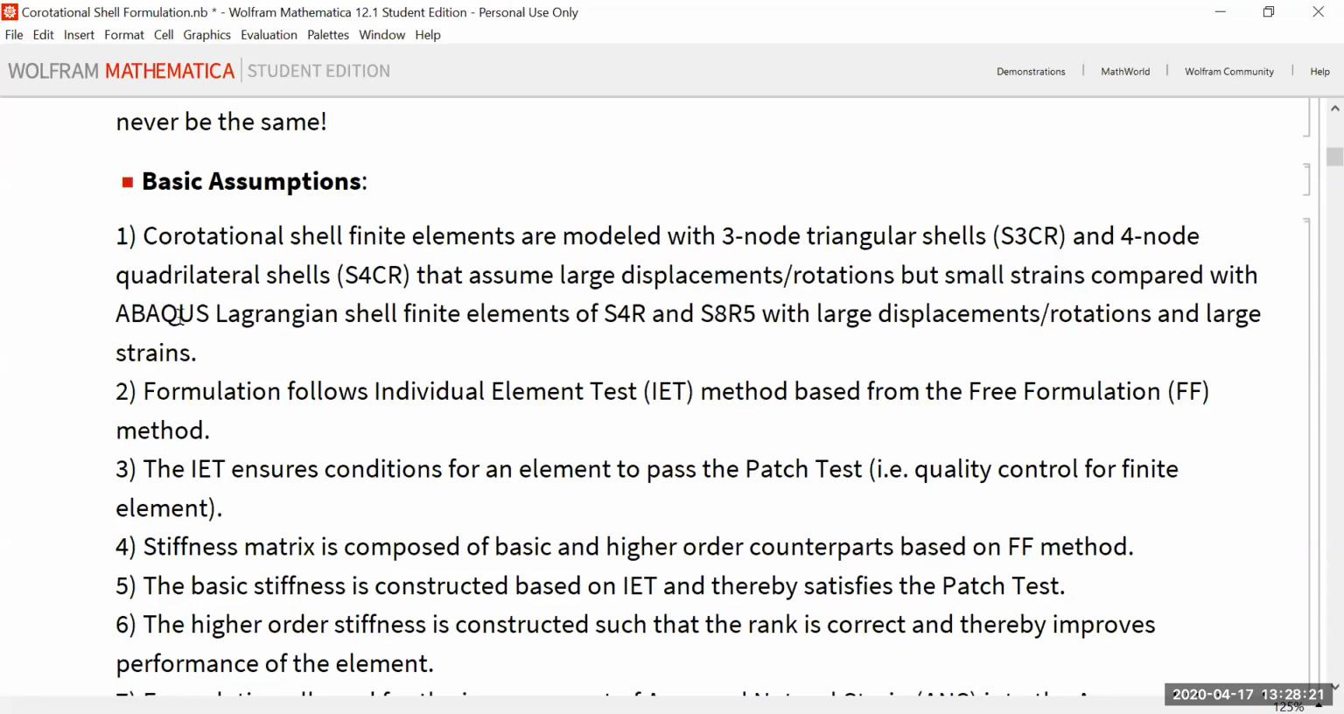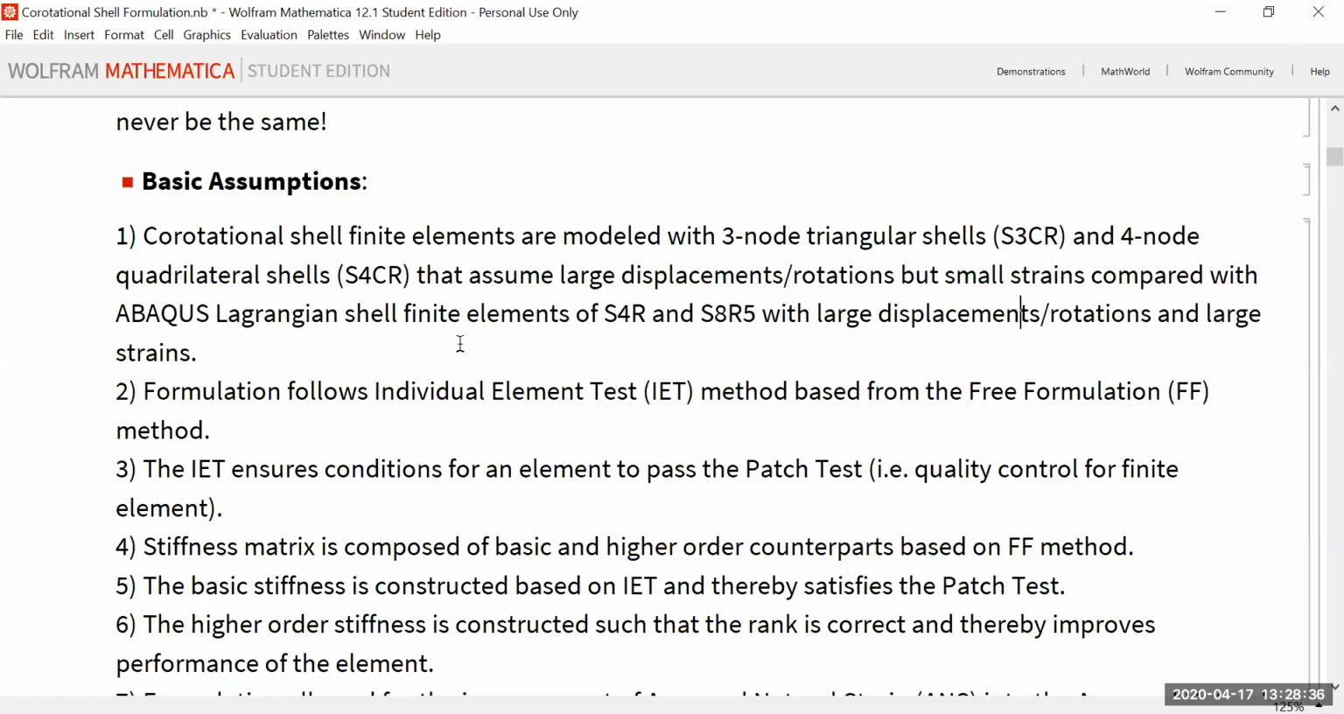But then Abaqus is going to be using the Lagrangian kinematics. And these are S4R and S8R5. I'll explain these later on, but these will be using large strains.